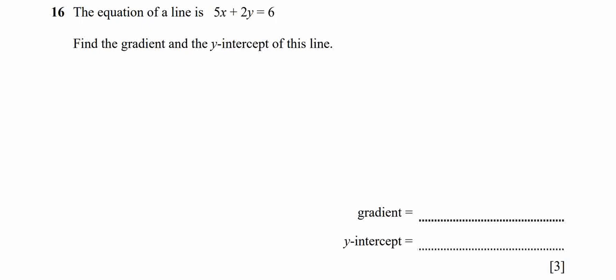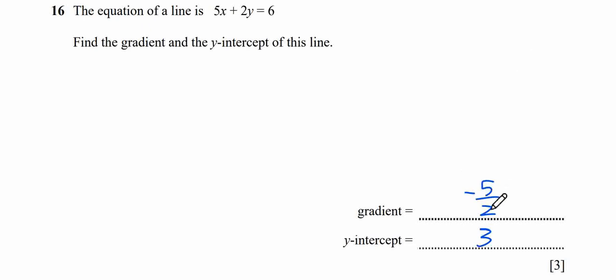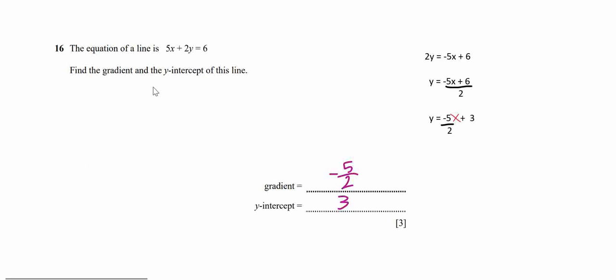Alright, let's open up the answer. So the gradient is negative 5 over 2 and the y-intercept is 3. Here's how we got the answer. To find the gradient, we have to set y as the subject, so 2y equals, and we move negative 5x to the right, becoming negative 5x plus 6. When we move from the left to the right, we have to change the sign. Now we want to set y alone, so we have to divide the whole thing by 2. We cancel out the 2, so y equals the whole thing over 2.